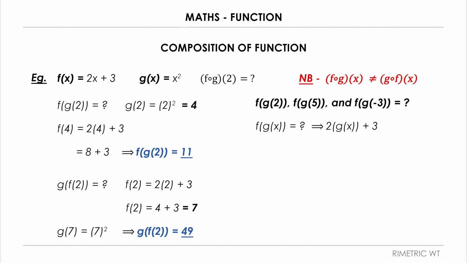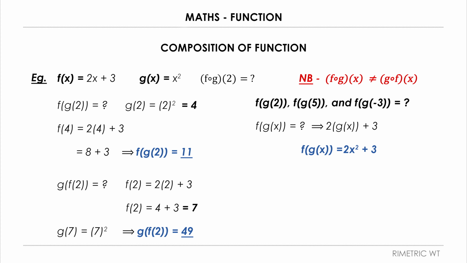Let's see f of g of 2 for an example. First, we determine the composite function f of g of x by substituting g of x into the input x of the function f of x. When we do that, we get 2 times g of x plus 3. And since g of x is x squared, we get 2 times x squared plus 3. Hence, our composite function, f of g of x, will be 2x squared plus 3.